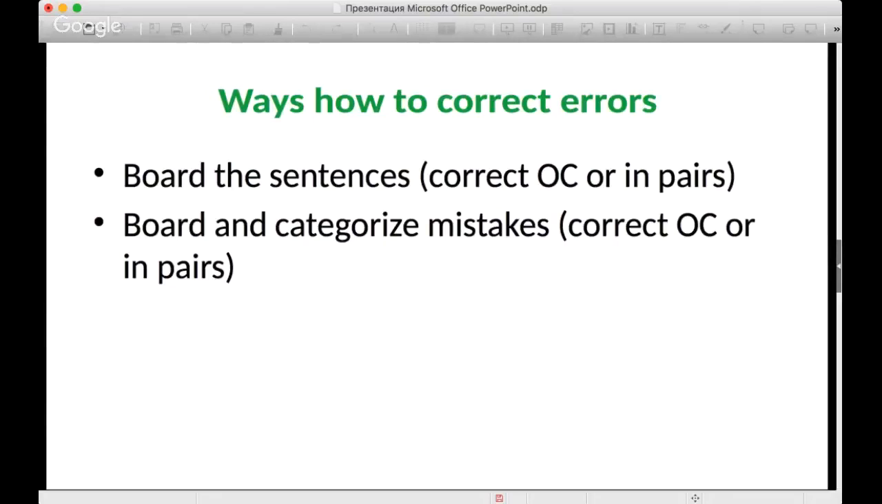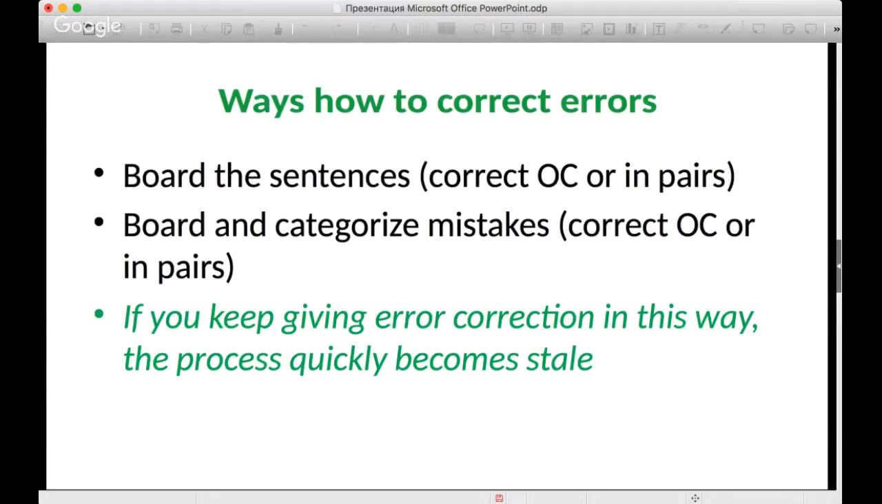But if you keep giving error correction in the same way all the time, the process quickly becomes stale and students already know what you're going to do, and the process is predictable. So sometimes we need to omit this predictability and choose some other interesting ways for our students to correct their own mistakes.